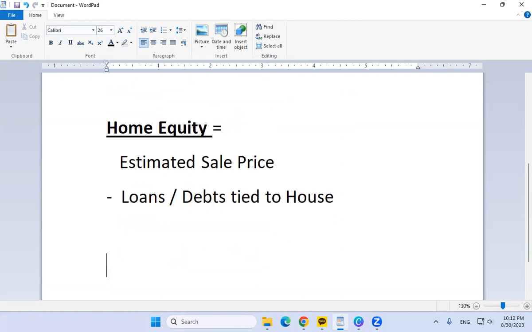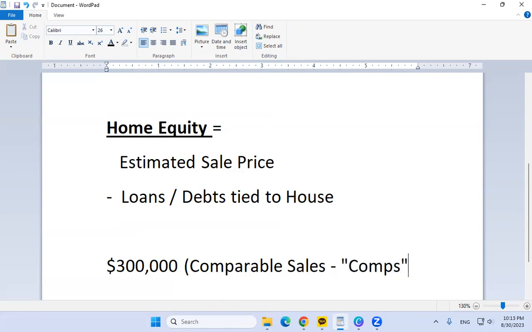That's really easy, right? So let's say I have a house and a real estate agent tells me, okay, you could probably get $300,000 for it. How does the real estate agent or appraiser or any professional know what you could get as the estimated sale price? They base it on comparable sales, or they call it comps. So if you ever talk to a real estate professional, they'll say, "Oh yeah, the comps say it's 300,000."